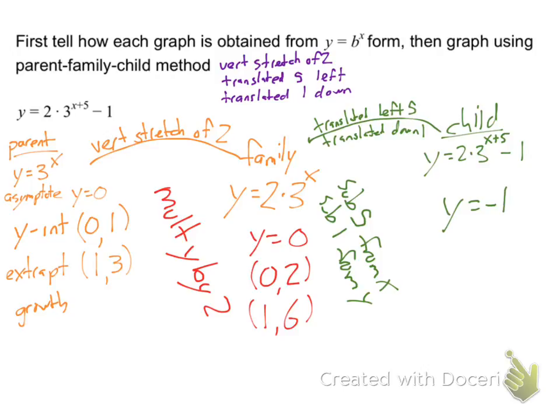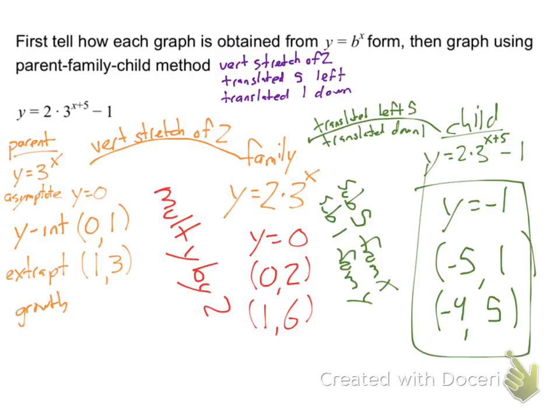I'm going to take the point 2, 0. Or 0, 2, sorry, not 2, 0. 0, 2. If I subtract 5, I'm subtracting 5 from the x's. I started at 0. Subtract 5, I'm at -5. I start at 2 and go down 1. I'm at 1. If I start at 1, I end up where? -4, down 1, 5. Here's a cool thing, guys. You graph these 3 things, you can draw the curve.